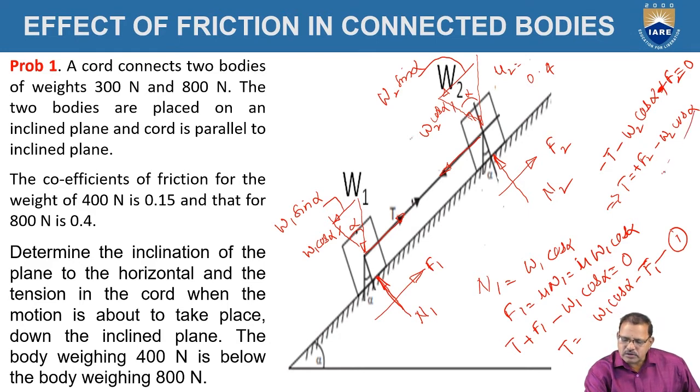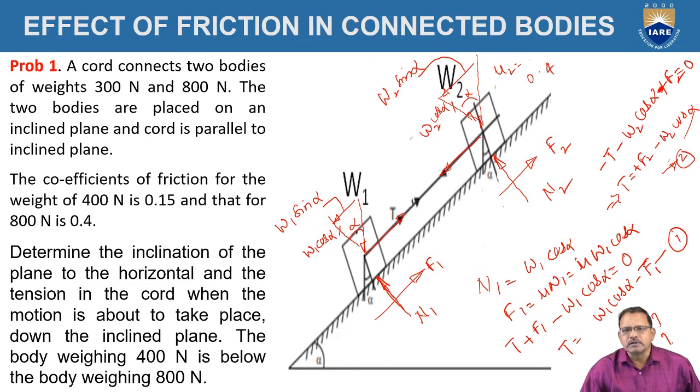By using these equations 2 and 1, we can determine the values of alpha as well as T. This is the method we have to follow for connected bodies when two bodies rest on an inclined plane and are connected with a cord as shown in the figure.